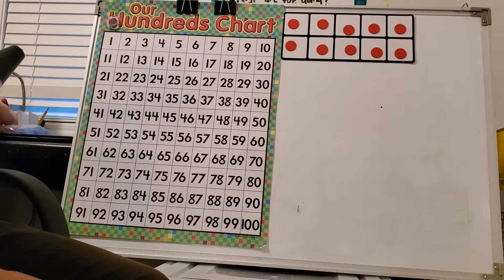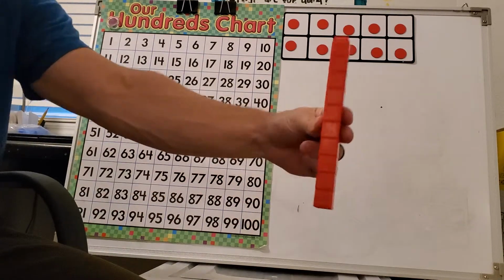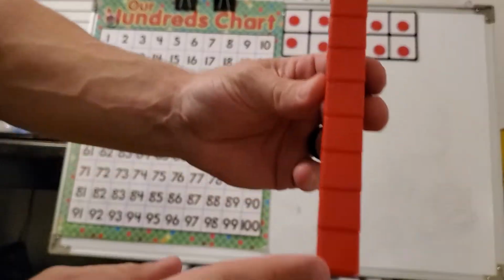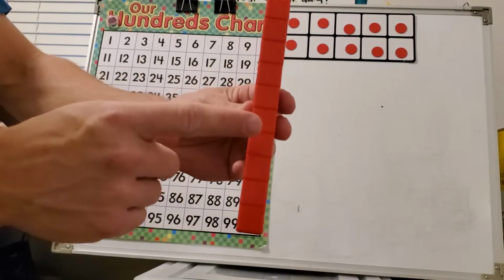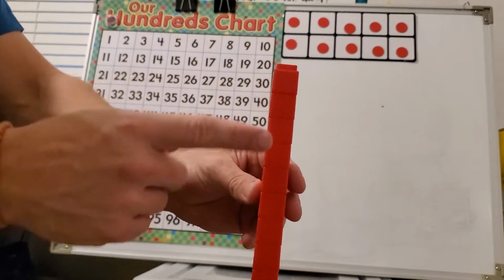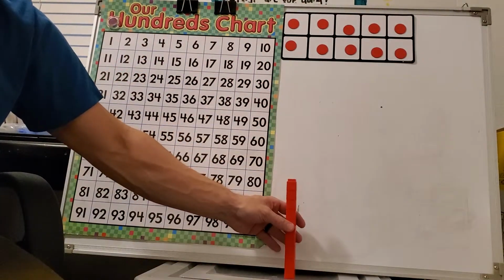Okay, do you guys have your 20 items? We're going to start with a group of 10. Here is a 10 stick. If you don't believe me, let's count together. How's that look for you guys? Let's count. 1, 2, 3, 4, 5, 6, 7, 8, 9, 10. All right, so we have a 10 stick that we're starting with.